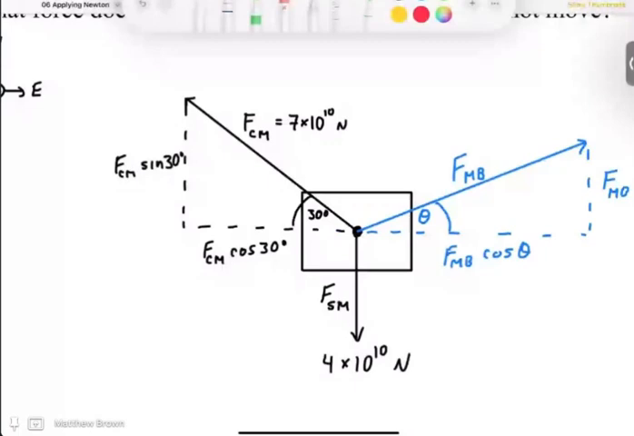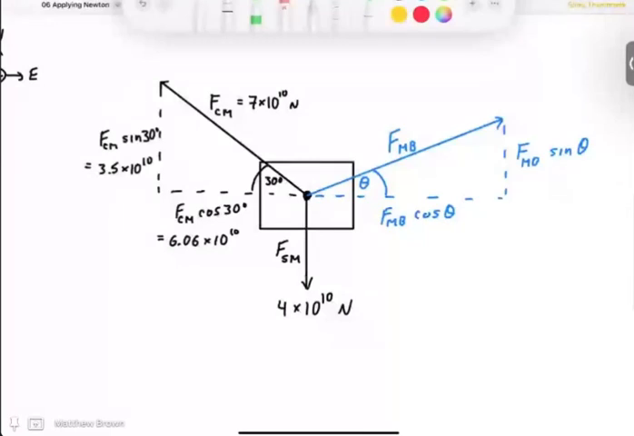In this case, I actually do know that number is 7 times 10 to the 10, so I probably could write those numbers in. If I do those calculations, I get 3.5 times 10 to the 10, because sine 30 is just a half. And in the x direction, I get 6.06. And that means my sketch is actually okay, because it was the vertical component I somewhat wondered about. But I see here Captain Marvel has 3.5 times 10 to the 10 up, where Superman is directly down at 4 times 10 to the 10. So I would need to apply a force up to balance this out.